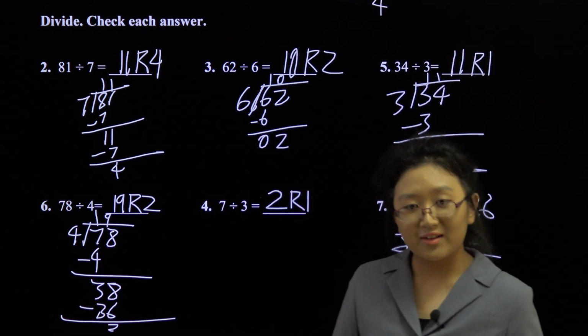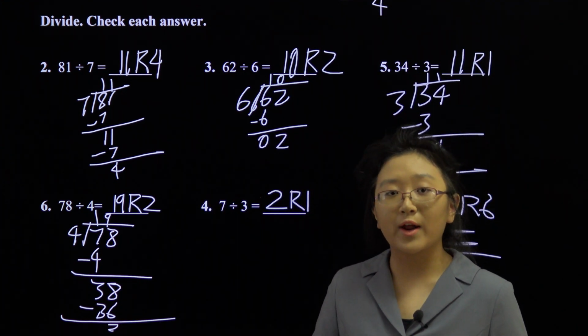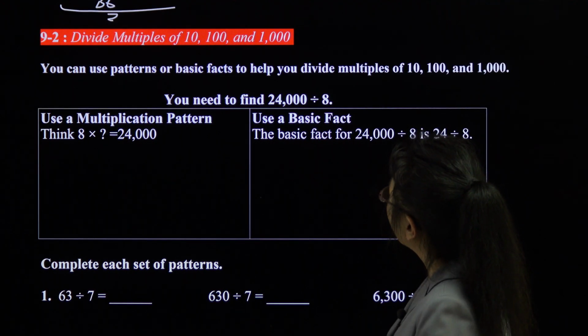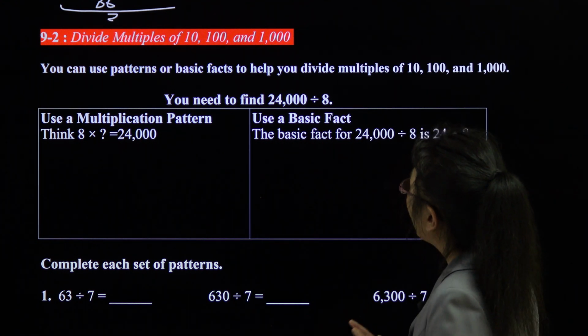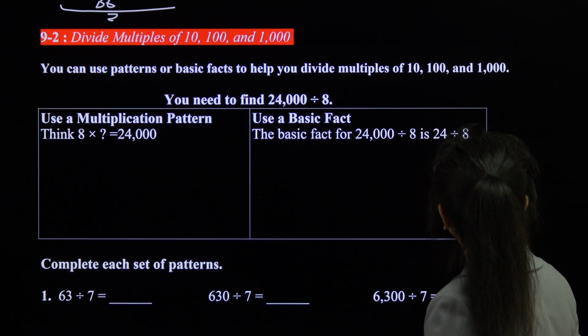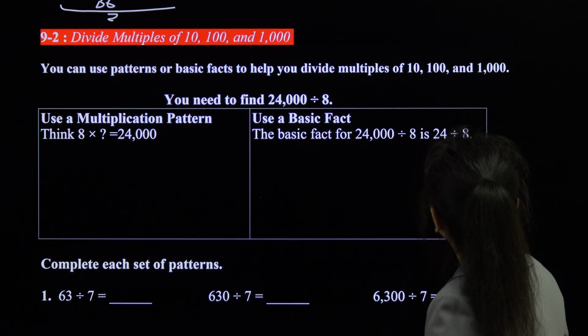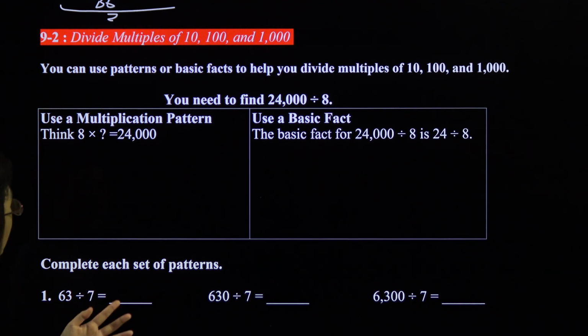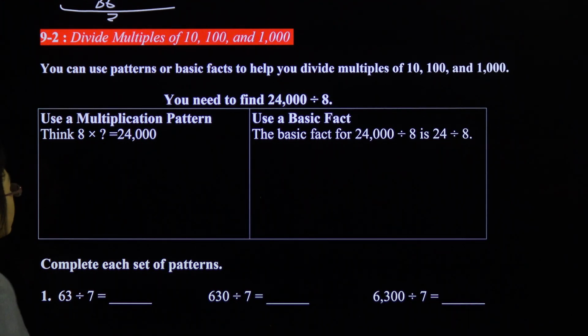Now we move on to the next section. Of course, if you want to take a break, feel free to do so. Section 2, divide multiples of 10, 100, and 1000. You can use patterns or basic facts to help you divide multiples of 10, 100, and 1000. So we can use multiplication patterns or we could use basic facts, at least for now.